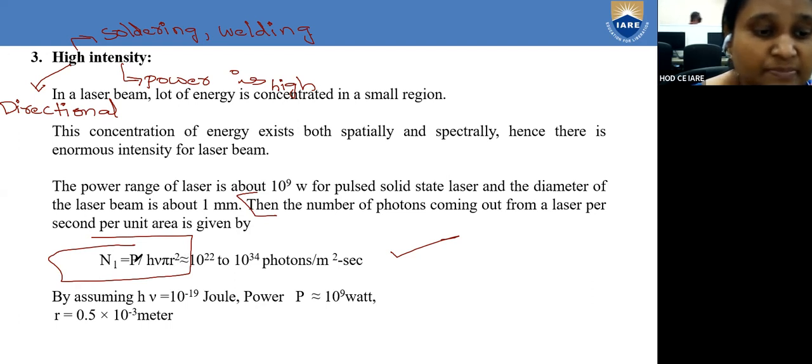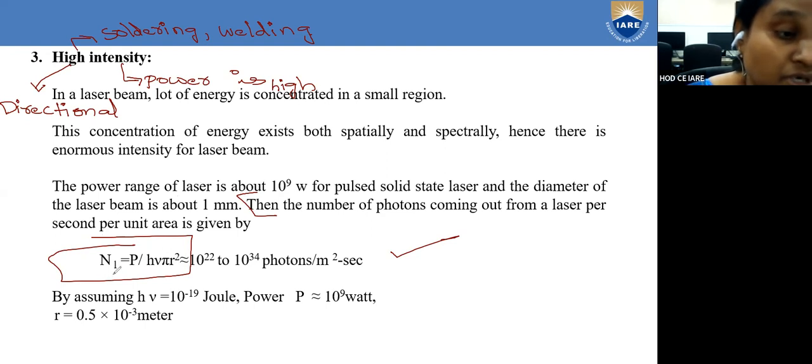What is P? P is the power of laser. H is Planck's constant. Mu is the frequency of the laser beam. Pi is of course 3.14, and r is the radius. Suppose I make that laser light fall onto the wall, the radius of the spot it is covering will give you the r value. So if you want to know for a particular laser beam how many photons are coming out, we are going to make use of this formula.